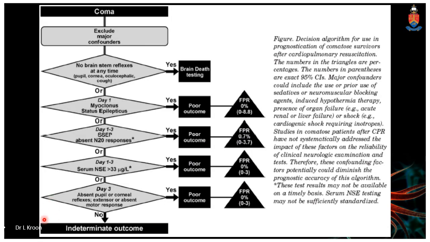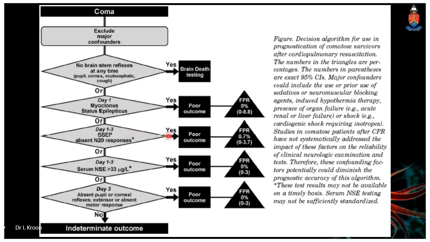So this work was further expanded in the 2000s, and that review essentially looked at all the outcome studies and found several important facts. One, a lack of brainstem reflexes at any one time almost 100% of the time indicated brain death. On further testing, the presence of myoclonus status epilepticus, that is an EEG pattern and examination consistent with this disorder, almost 100% of the time predicted a poor outcome. The absence of SSEPs, or somatosensory evoked potentials, from day 1 to 3 in these studies almost 100% of the time predicted a poor outcome.